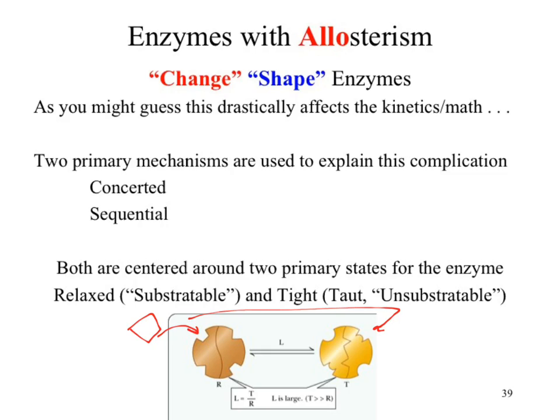That was not enough. We also now introduce the balance between those two. And the balance between those two now needs to be a ratio. Okay? And that ratio will be defined as L, God knows why. And it is defined as the taut form over the relaxed form. Okay? So what does a large L value mean? Mostly in the T form, which means low substrate affinity, unsubstratable. Okay.